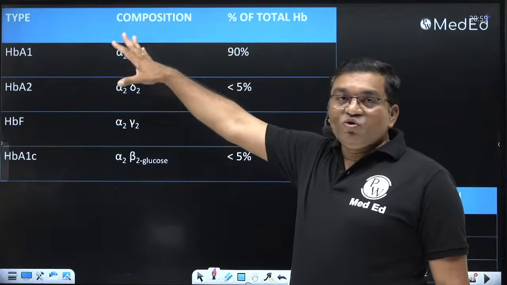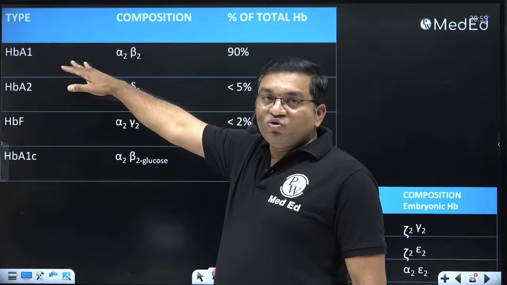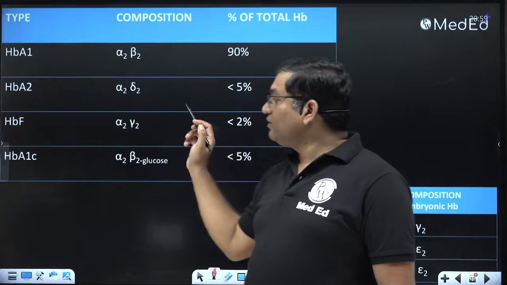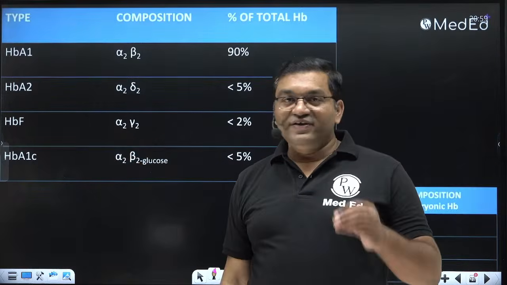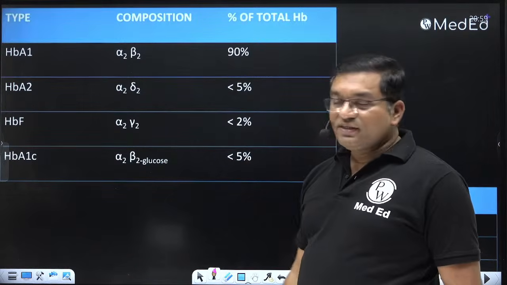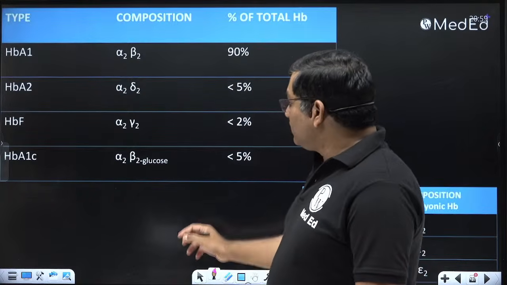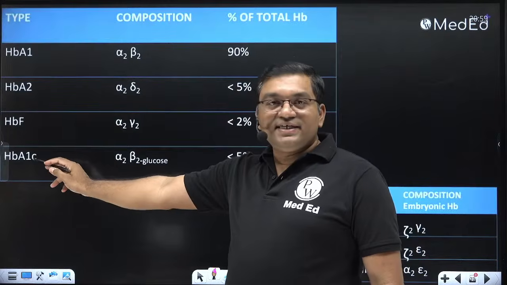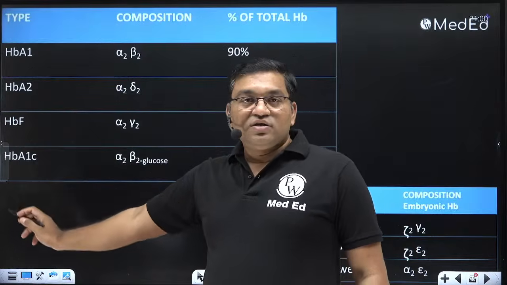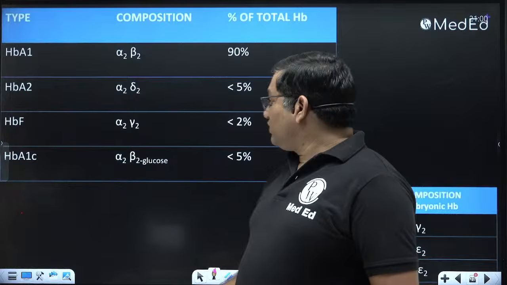These are the normal hemoglobins. Hemoglobin A1 and A2 are adult hemoglobin. About 90% is hemoglobin A1, alpha 2 beta 2. Hemoglobin A2 is alpha 2 delta 2, less than 2%. Hemoglobin F is normal in fetal life, alpha 2 gamma 2, but in adults it is less than 2%. The attachment of glucose to the N-terminal valine of the beta globin chain, non-enzymatically, produces glycated hemoglobin, which is less than 5%.